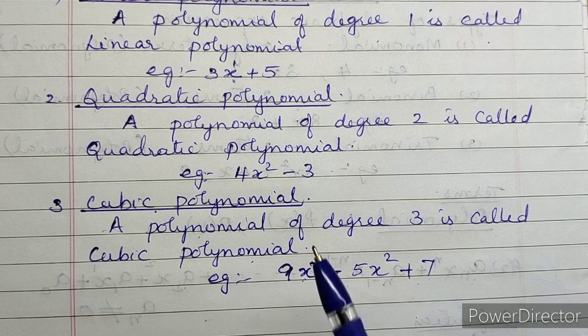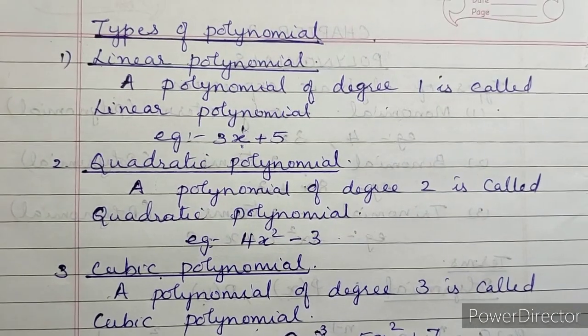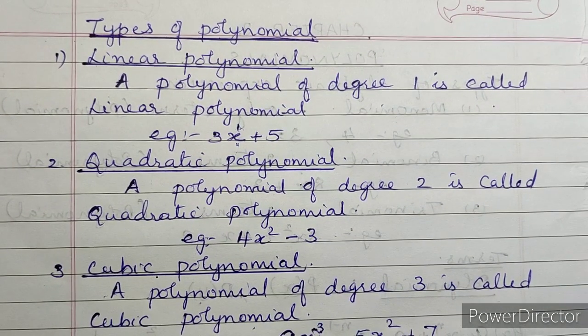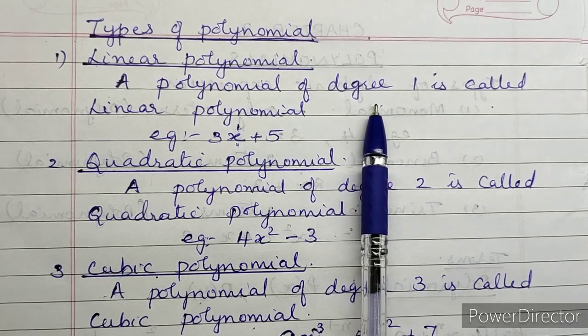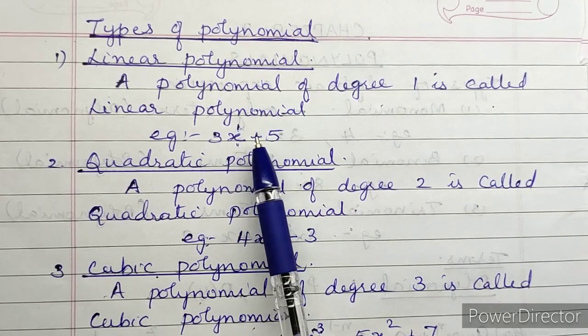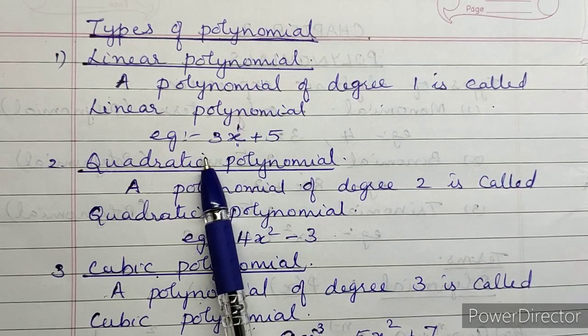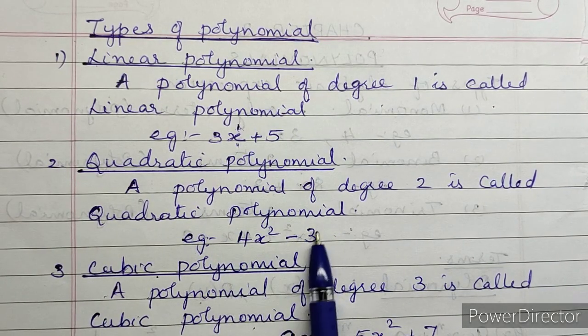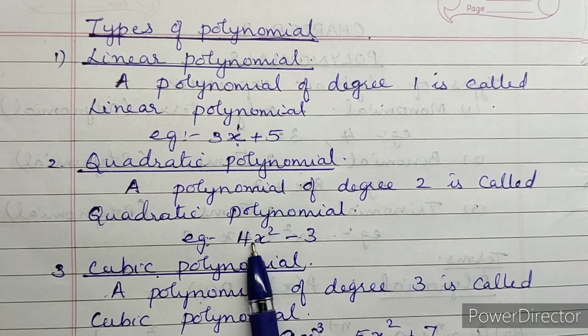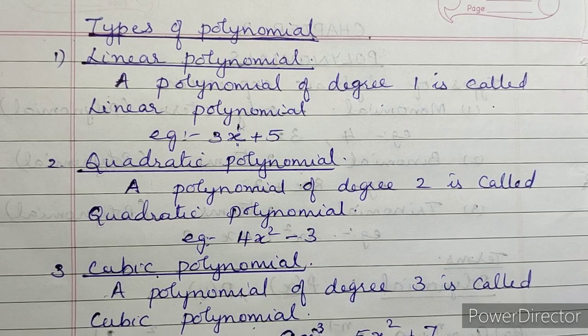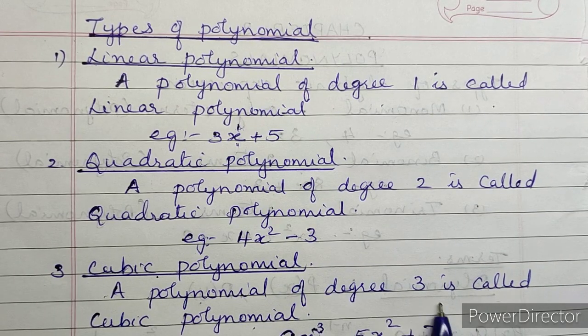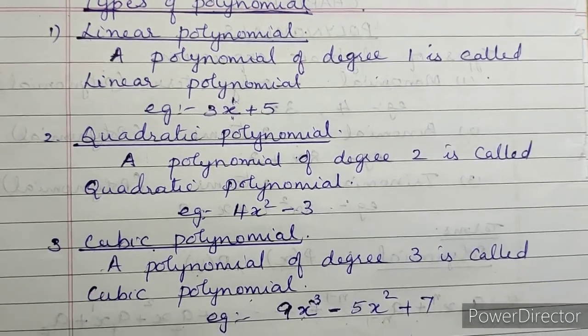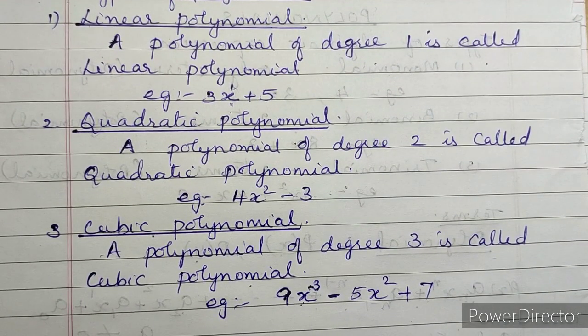So, there are 3 types of polynomials: linear polynomial, quadratic polynomial and cubic polynomial. Linear polynomial means degree 1. If the polynomial has degree 1, it is called a linear polynomial. Quadratic means degree 2 polynomials are called quadratic polynomials. Cubic polynomial means degree 3. So, these are the 3 types of polynomials.